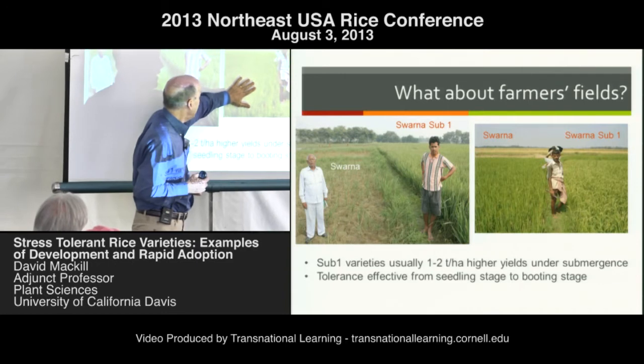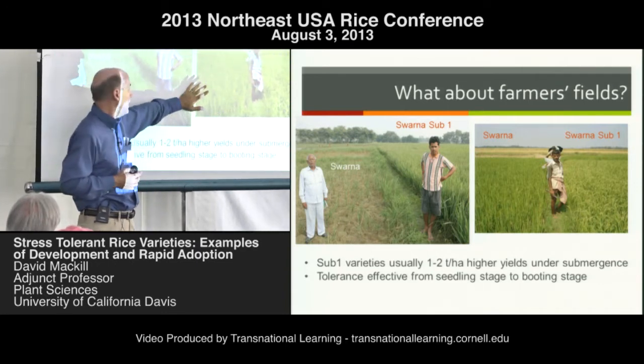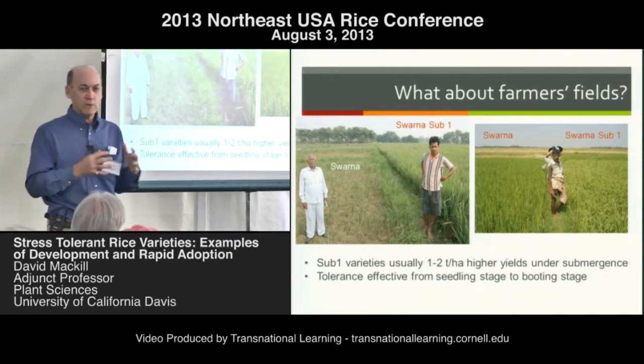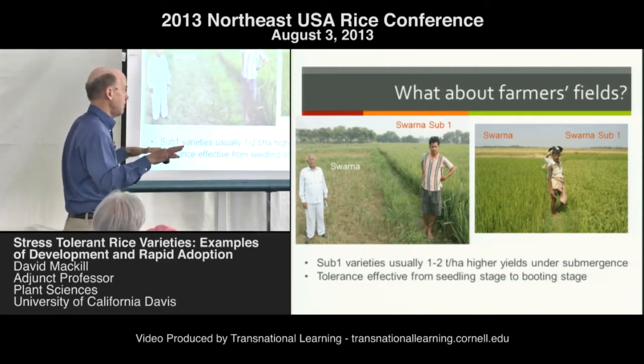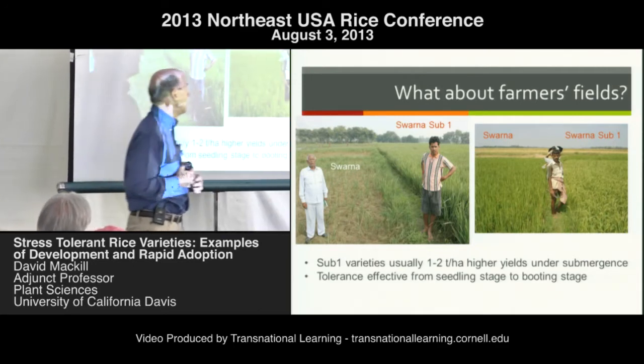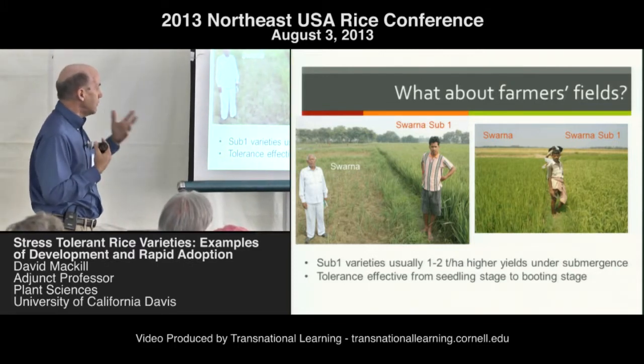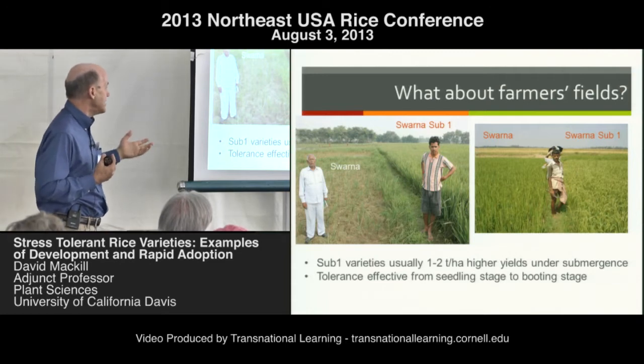Under flooding at that stage, Swarna was completely empty. The grains were totally empty. There was no grain at all. It was 0. And under the normal field, it was producing quite decent crops. So we got very good results under a wide range of conditions.